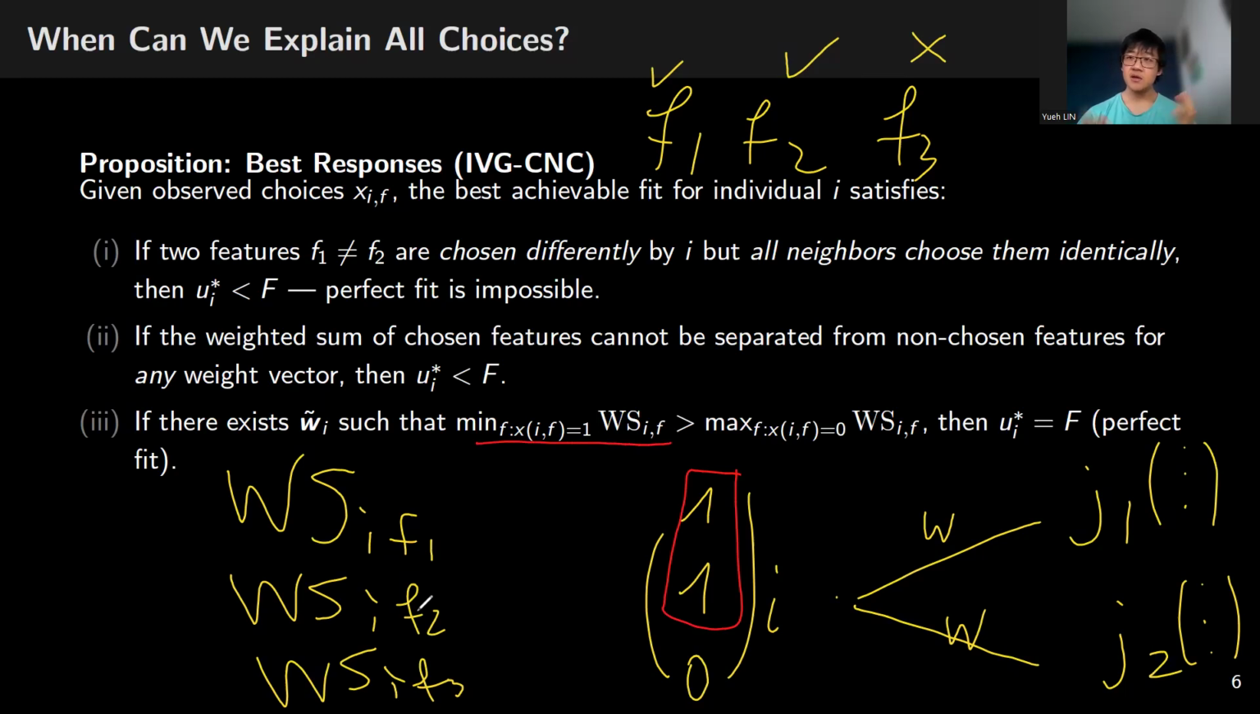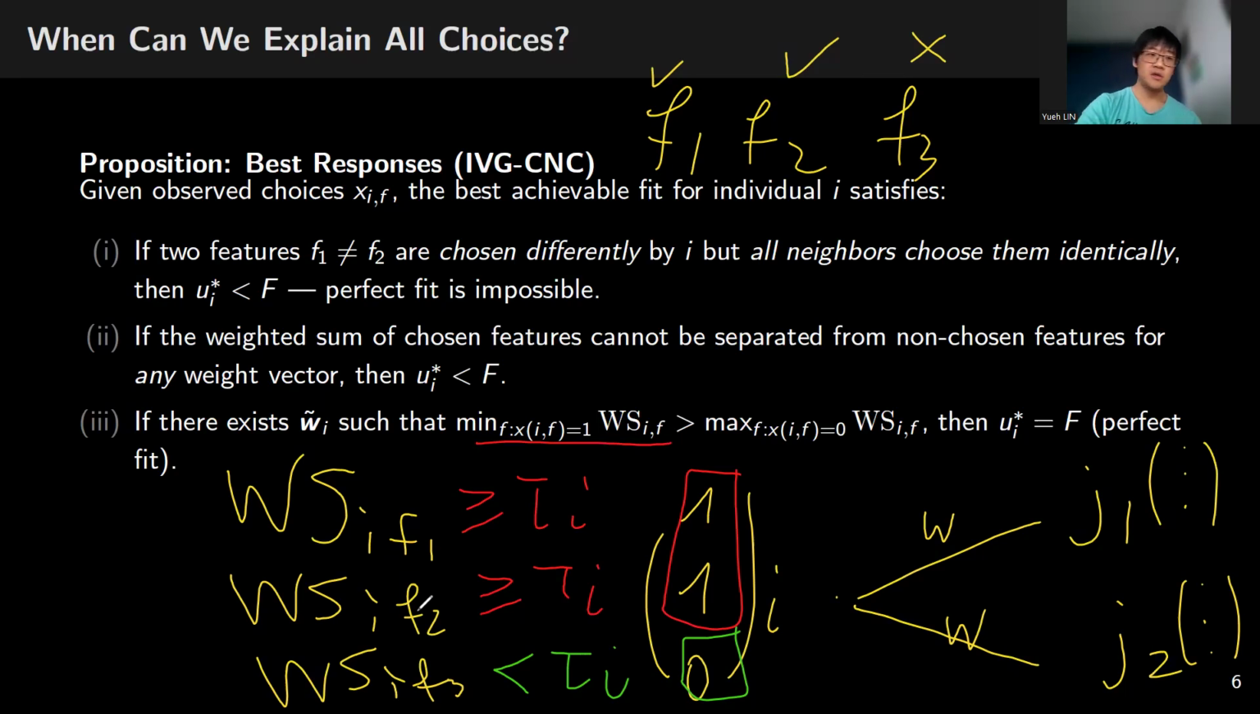So in this case, if we want a perfect utility contribution, we should make it greater than the threshold. Then we'll be very happy about that. On the other hand, the other group is the group of 0. In this case, we want the weighted sum to be smaller than the threshold. Let's say this situation can happen.